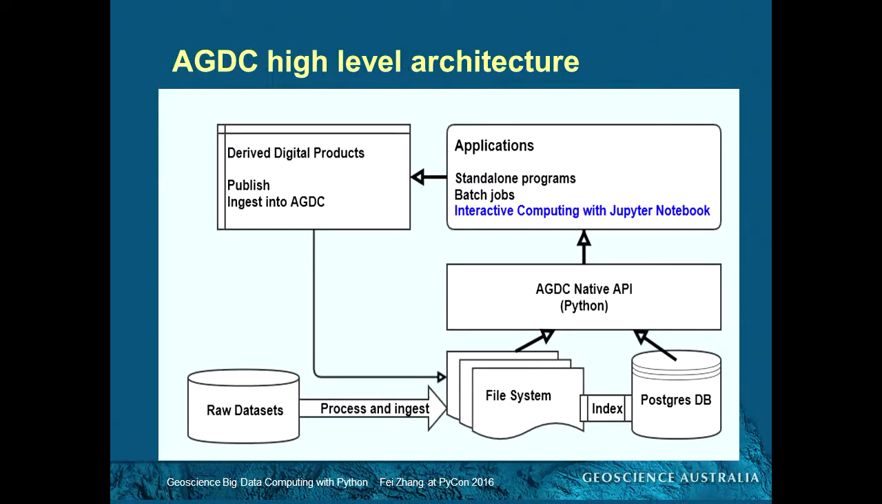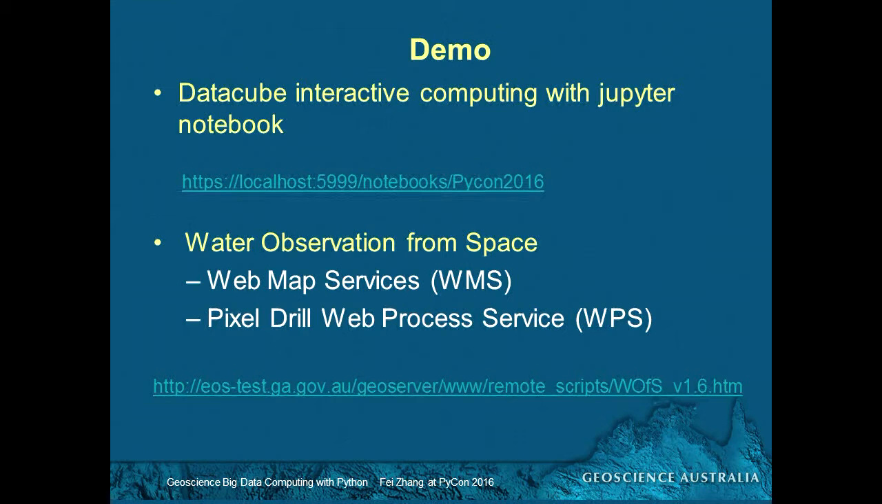Then you produce some derived products, digital products. You can publish them, and you can ingest them back into the Datacube system. Then other people can retrieve and use them. They don't have to derive them again. So that's the overall structure and workflow of Datacube. Now, demo time.